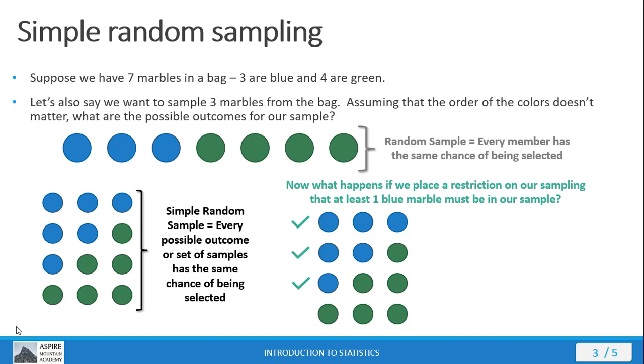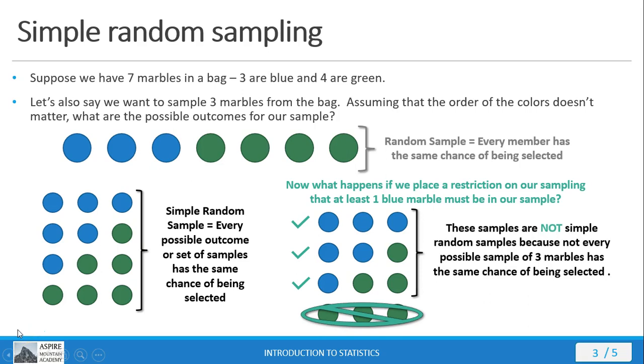And so because of the restriction we place on our sampling, we would not be selecting that sample. Yet it is a possible combination of 3 marbles that could come out of the bag. So because not every one of these possible sample combinations for 3 marbles can be selected, that means in this case, we do not have simple random samples. Every possible sample combination does not have the same chance of being selected.